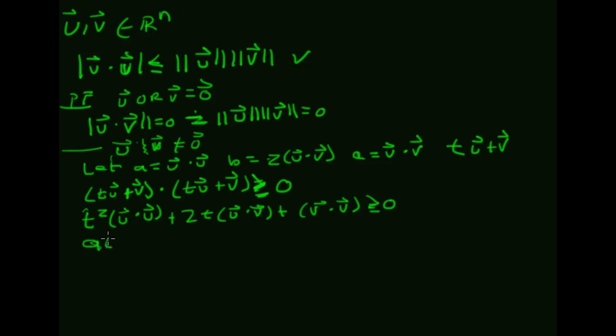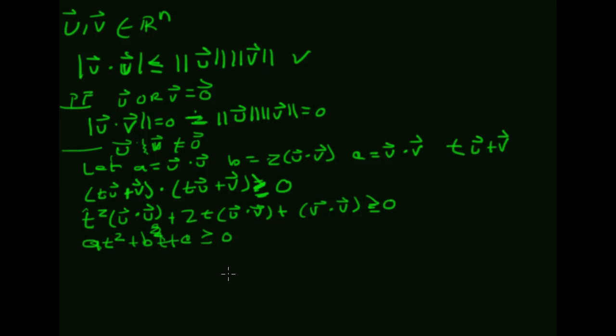So this gives me At squared plus Bt plus C is greater than or equal to 0. This is a quadratic of reals, because A is a real constant, it's a dot product. B is a real constant, it's 2 times a dot product. C is a real constant, also a dot product. So this is a parabola. Oh, that's not right. It should be Bt, not B squared. There we go.